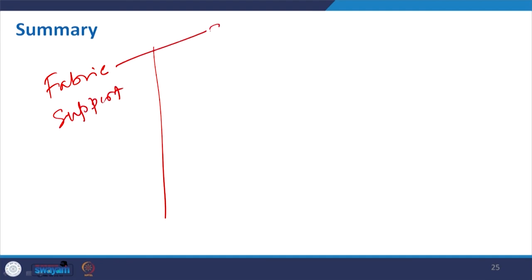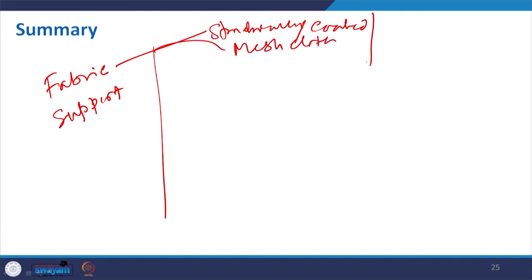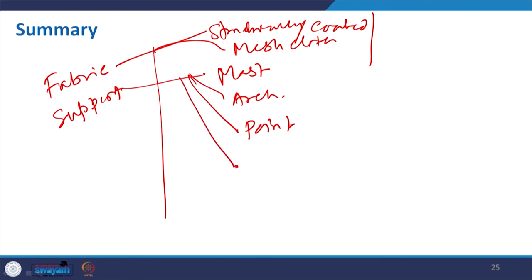So, here basically if you summarize quickly, there are two members, one is your fabric and then we have support. In fabric we have discussed that structurally coated, and then you have your mesh cloth, and there are different lists of figures and how we decide those different criteria to select it. In the support, it may be mast supported, it may be arch supported, it may be point supported, it may be frame supported, or maybe it is saddle.